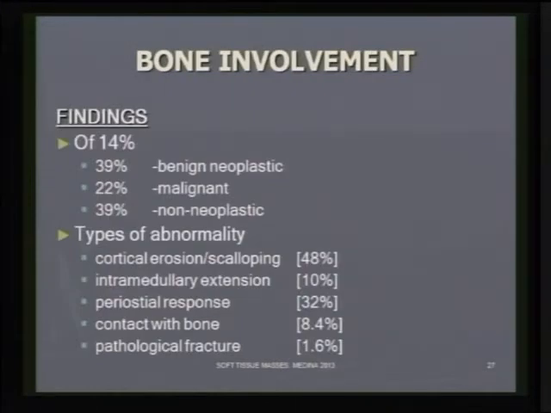As far as bone involvement is concerned, it was seen in about 14% of cases. And again, maybe surprisingly, only about a fifth of those were due to sarcoma. In my experience, bone involvement with sarcoma is very, very uncommon. So if you see bone erosion or the other types of things that can happen here, bone erosion, medullary extension, periosteal response, then in fact you're more likely to be dealing with either a benign neoplasm or a non-neoplastic lesion. So it doesn't necessarily mean that a soft tissue mass eroding bone is an aggressive tumor or a sarcoma.